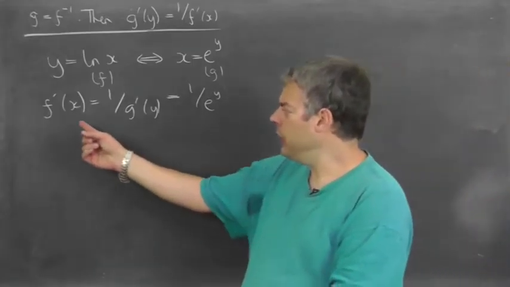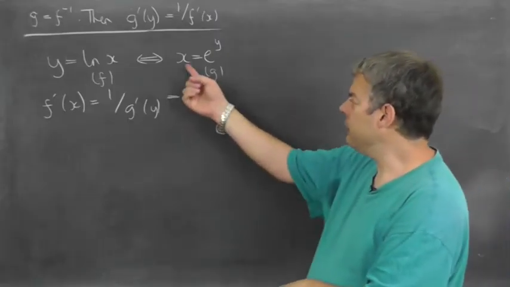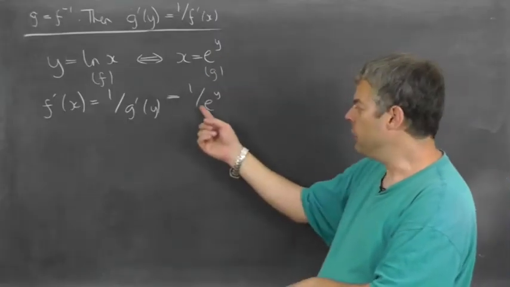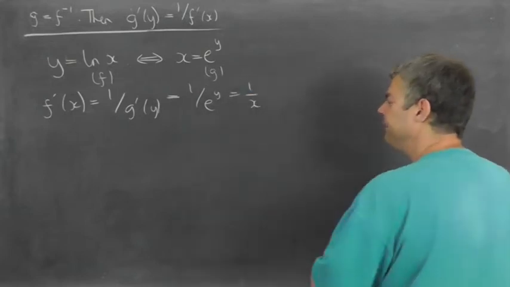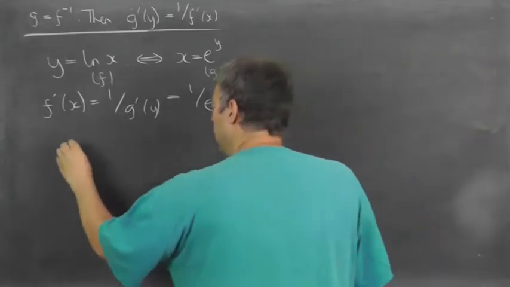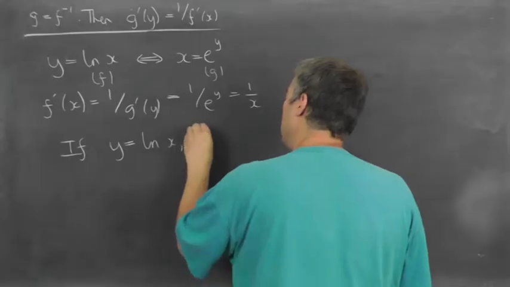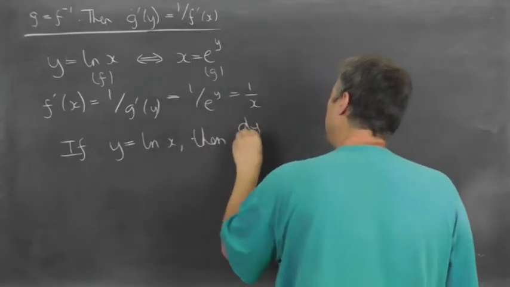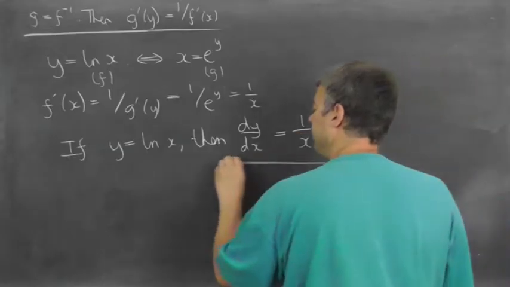But we want f dash of x, so we want everything in terms of x. But luckily x is just e to the y. So we can substitute that in and we find 1 over x. And this gives us the important rule that if y is the natural logarithm of x, then dy by dx is 1 over x.